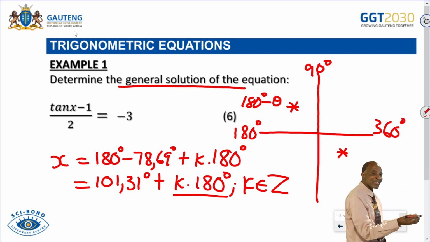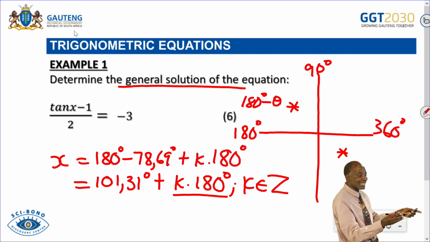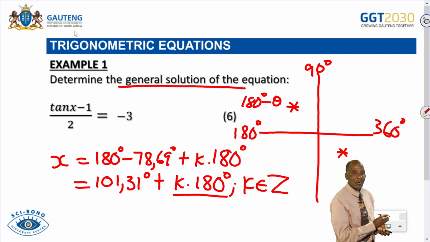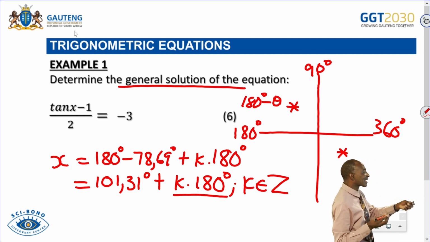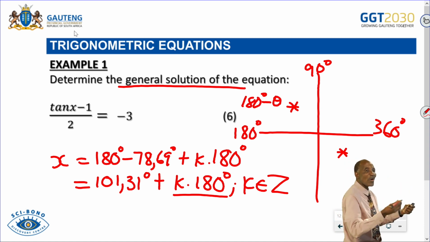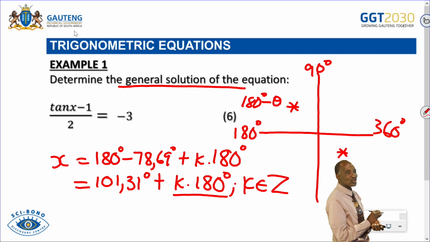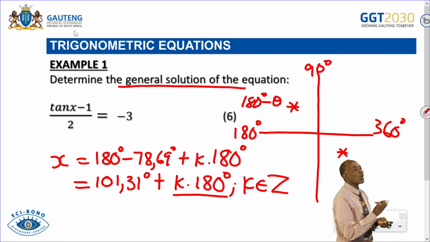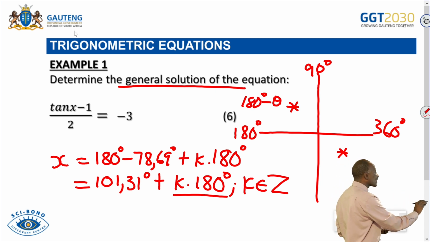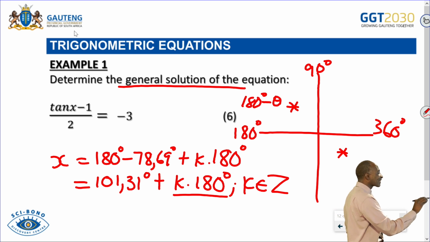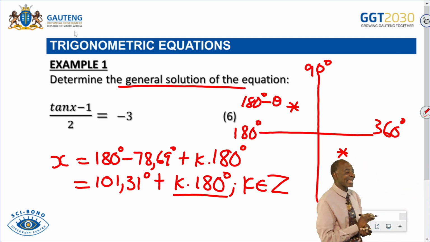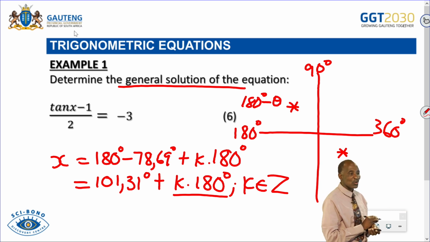If you want a specific interval, then you create that interval. Then keep on substituting for k, starting with 0, 1, 2, 3, moving forward, and -1, -2, moving backwards, and generate many more angles that make the statement true. So we have found our general solution is 101.31 degrees plus k times 180 degrees. This is our general solution.